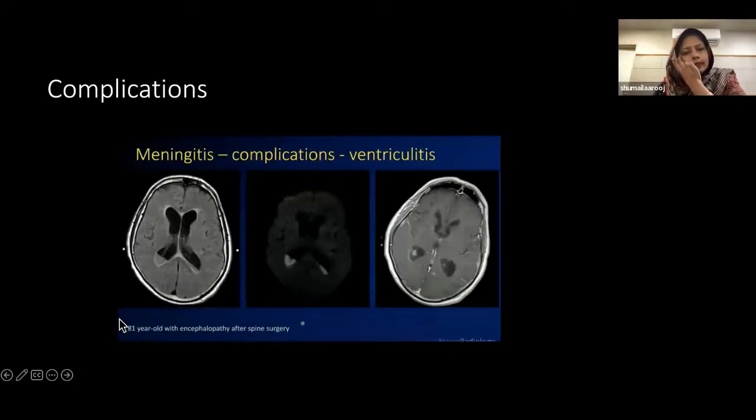Similarly, in another patient who was an 81-year-old patient, this was a case of meningitis, and later on we could appreciate that on diffusion weighted images there was diffusion restriction in the dependent part of bilateral lateral ventricles. There was some fluid level, layering of some debris in the dependent parts, and this was a case of meningitis which led to ventriculitis. There was some enhancement as well, and there was some leptomeningeal enhancement in this region and on the other side as well.